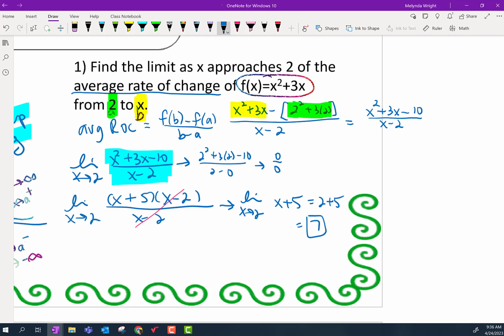All right, so that's an example of two things really. Finding average rate of change is a reminder from our previous work, and doing our limits algebraically. All right, questions so far?